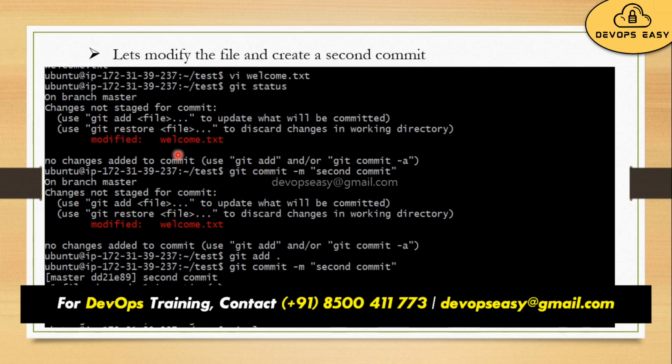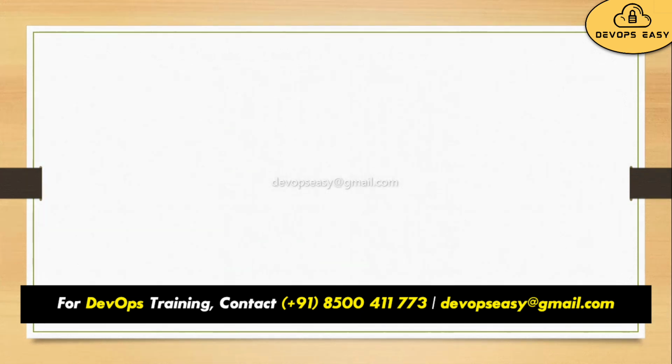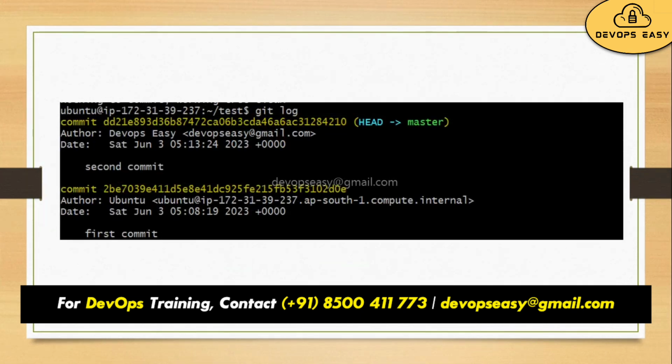I want to add this to the staging area. Git add, you can give the file name, then after git commit -m second commit, right? We are going to do all these things practically. So whenever you execute git log, you can see the first commit, second commit, commit ID, on which time you did the commit, who is the author, right? Now I am getting Devops easy, as I have given the email ID and the username. So like this you can track who is making these changes.